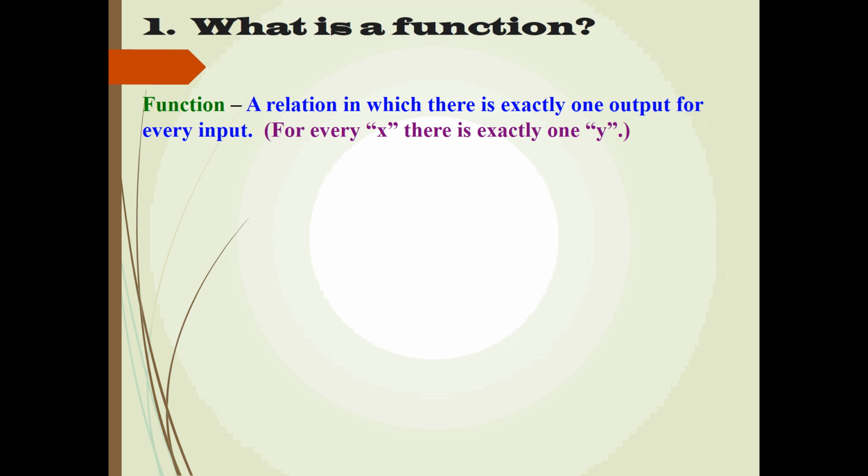A function is a relation in which there's exactly one output for every input. In other words, for every x in your data set, there is exactly one y that goes with it. So let's say that in your data set you have an x value of 2.